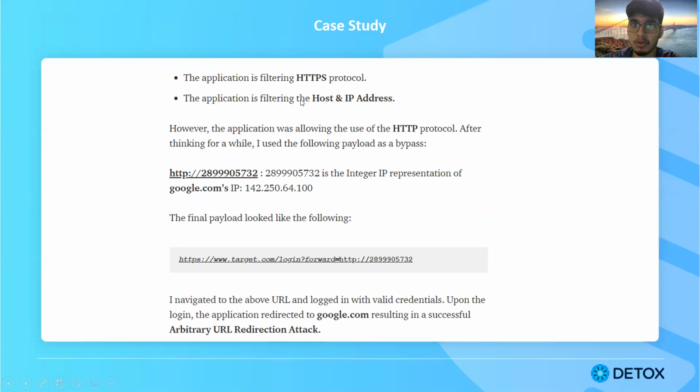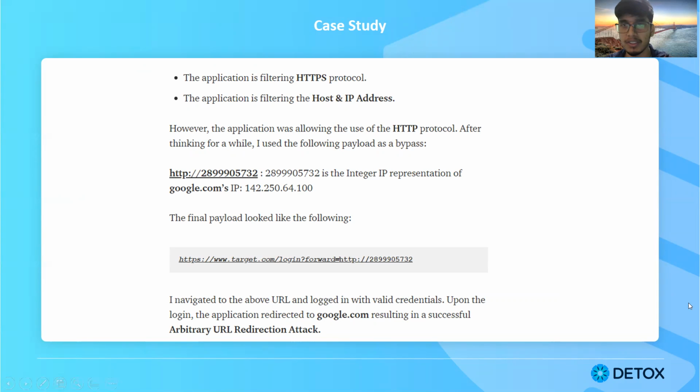Further, I identified that the application is also filtering the host and IP addresses. So this is something of concern: host and IP address are both filtered, and the HTTPS protocol is filtered. Then I tried URL encoding and double URL encoding, and these didn't work well. After playing around with the application, I was able to identify that the HTTP protocol works, and they are using some kind of blacklist, because when I tried http://target.com, it redirected me to target.com after login, but it did not allow http://google.com, as google.com is blocked, while target.com is allowed since it's related to their domain.